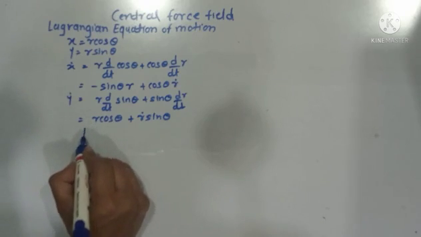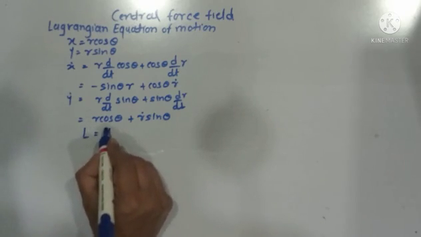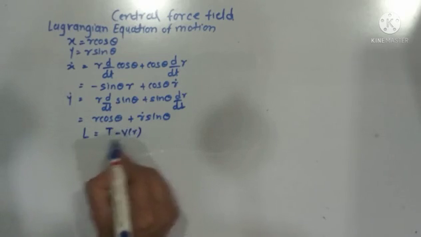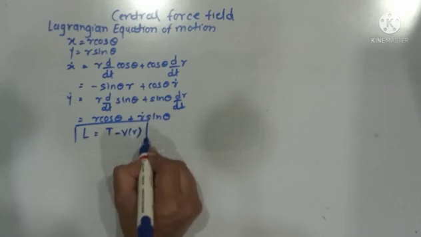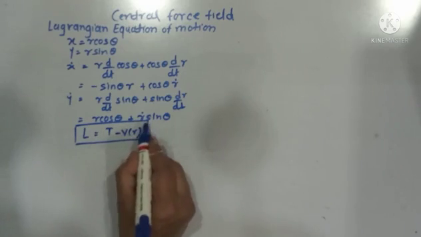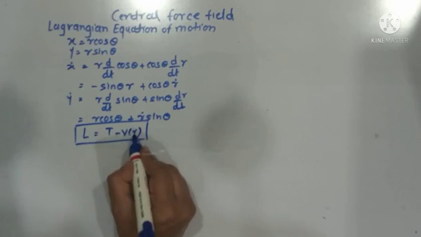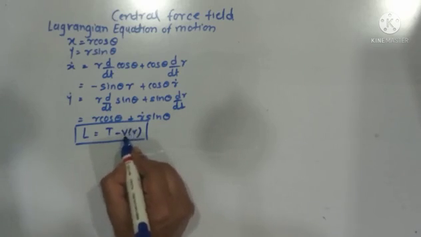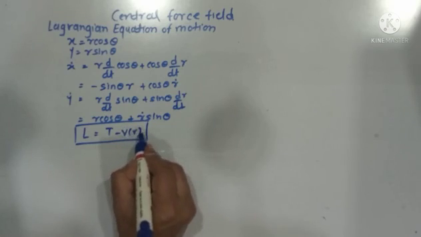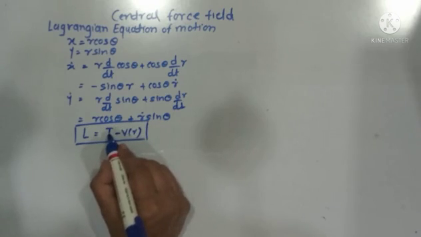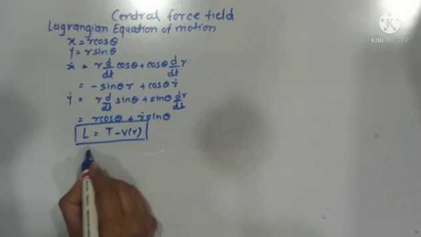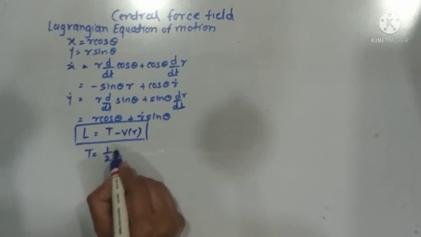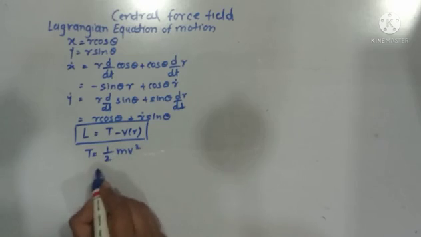Now we know that the Lagrangian is given by L is equal to T minus V of r, as we are dealing with the central force field, which is a function of only the distance. So this potential is only distance dependent. That's why I have written this V as a function of r. L is equal to T minus V of r. Here T is the kinetic energy. I'll write the equation T is equal to 1/2 mv square.